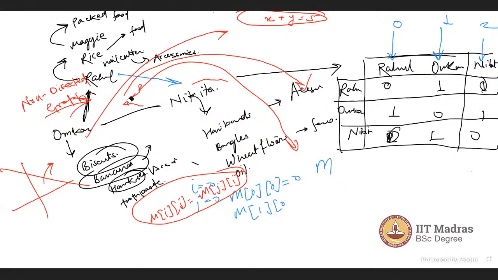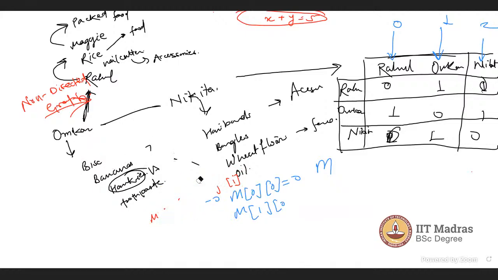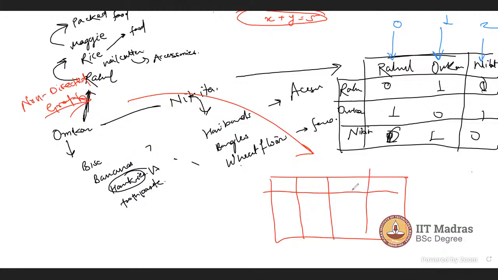And the same thing we are trying to do here. It's quite messy now, so let's delete this. We are trying to represent a picture in a matrix, which is a written form. When there is an edge between two nodes, we will call it a one. So zero is assigned to Rahul, one is assigned to Omkar, two is assigned to Nikita. Zero, one, two, correct?